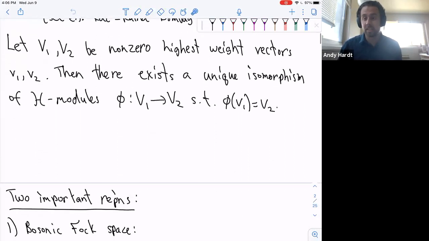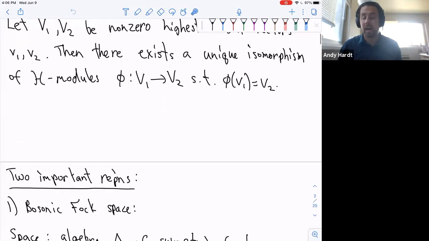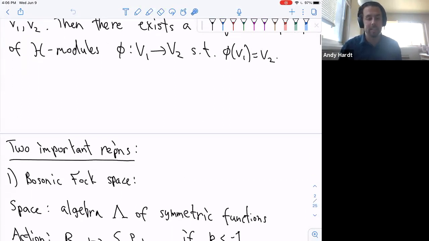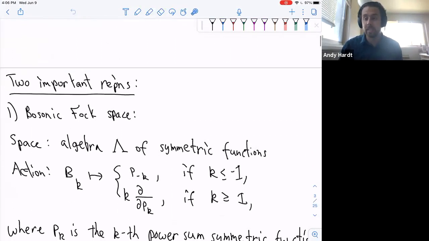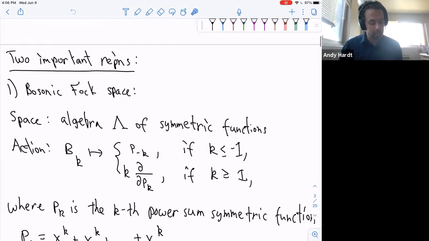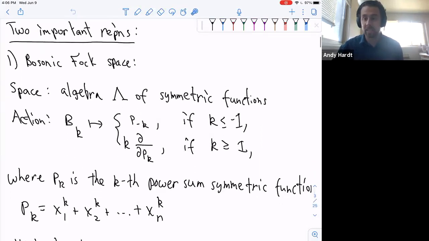We're going to talk about two important isomorphic representations, and the fact that they're isomorphic is the reason that we can do things. The first one is the bosonic Fock space, where our vector space is the algebra of symmetric functions. And the action of the generators is either multiplication by a power sum polynomial, or differentiation by that power sum polynomial.